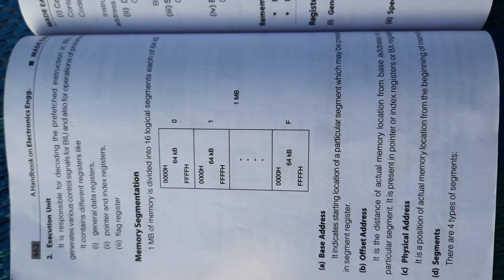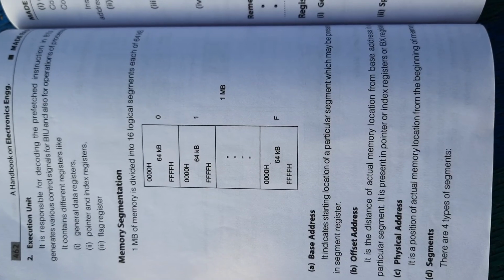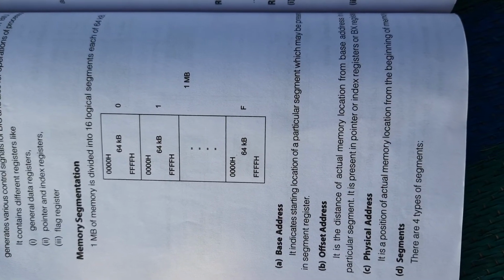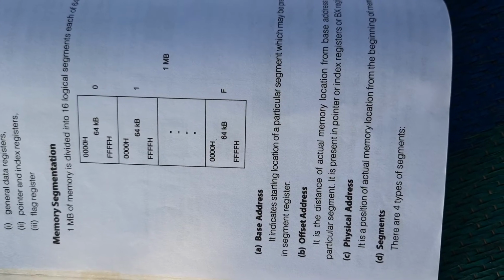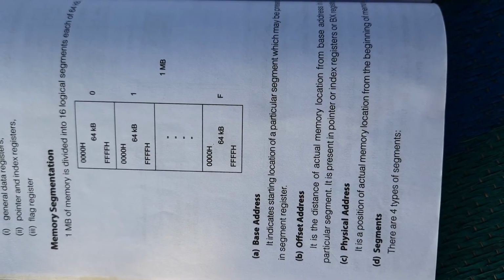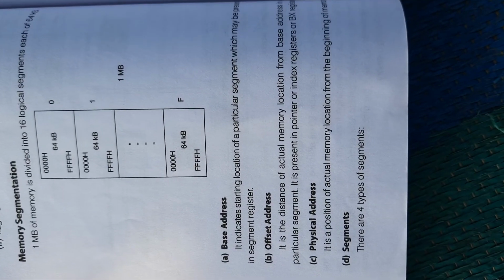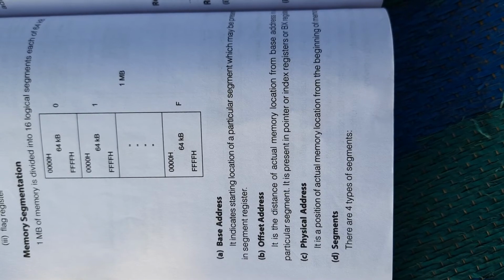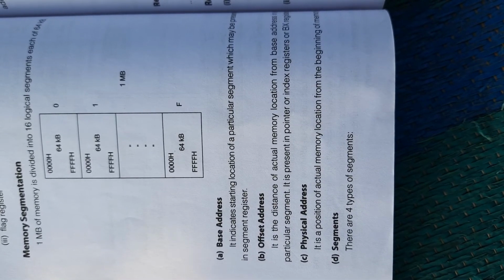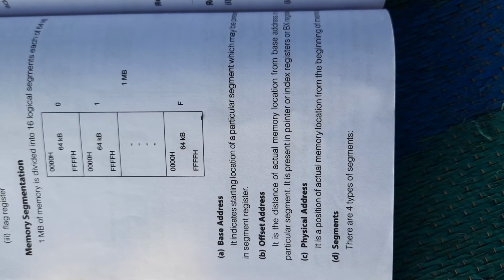So memory segmentation is used here. In 1 MB of memory, it is divided into 16 logical segments, each of 64 KB. So how that segmentation is done here, that is 1 MB memory. So base address, offset address, physical address, segment address, there are three different addresses.